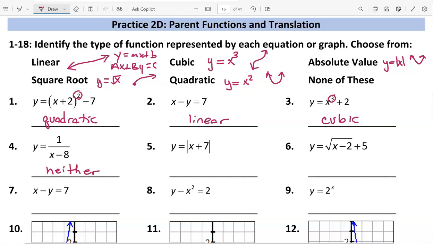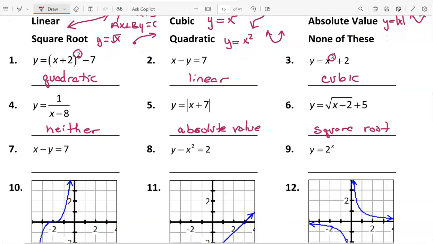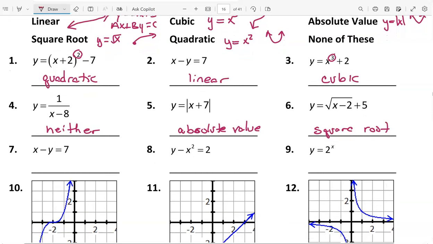For number 5, I see those absolute value bars, so this is an absolute value function. In number 6, we see the square root symbol, so this is the square root parent function. In number 7, that's the same question as number 2, so it's still linear.